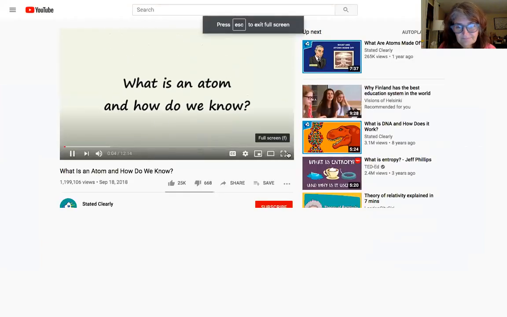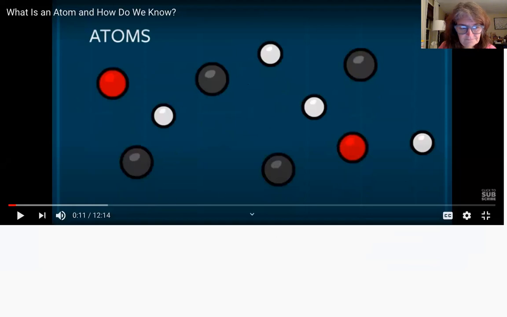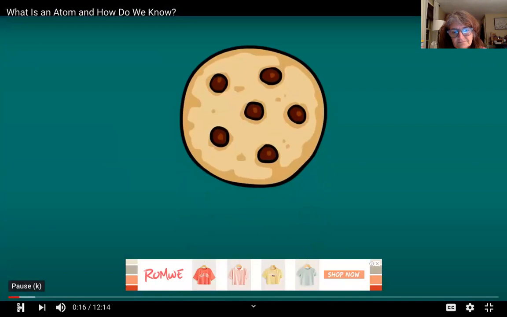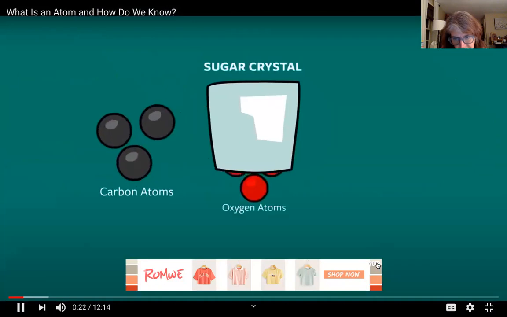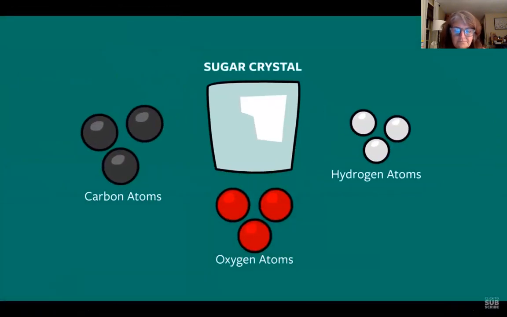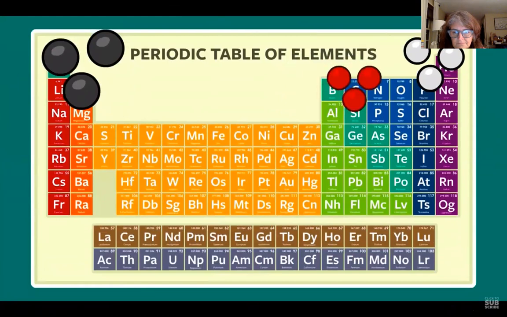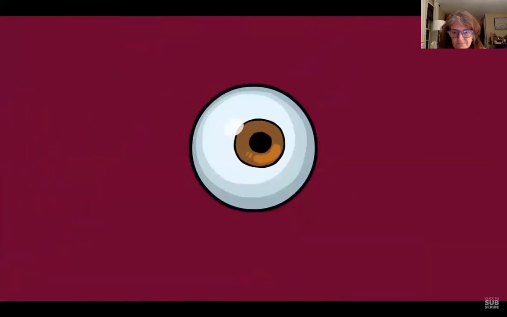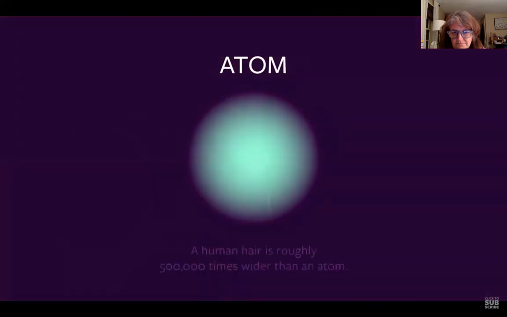What is an atom and how do we know? Atoms are the fundamental building blocks of chemistry. Just like baked goods are made of a collection of different types of ingredients, matter itself is made of a collection of different types of atoms. Scientists have discovered 118 kinds of atoms, which we call elements. You can find them laid out on a chart called the periodic table. All things from the screen this video is displayed on to the eyeballs with which you're watching it are made of atoms. But a single atom is so small, it is impossible to see with the naked eye.